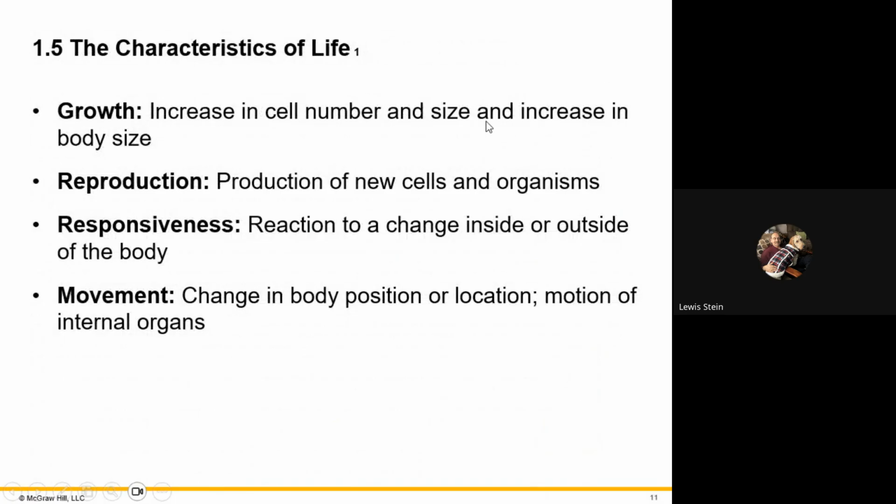And growth and reproduction and responsiveness are pretty straightforward. There's nothing really I could say to amplify this.